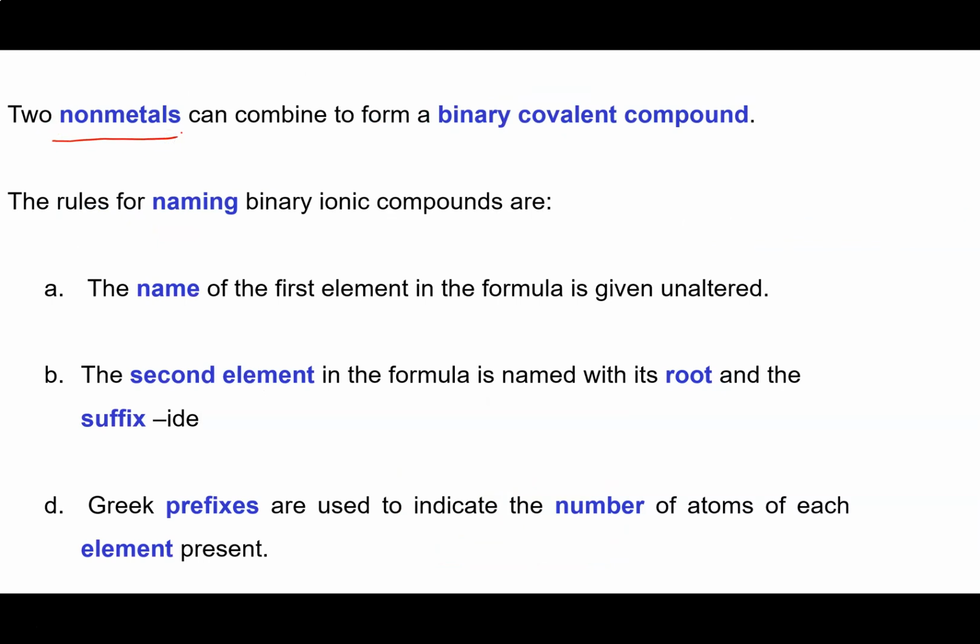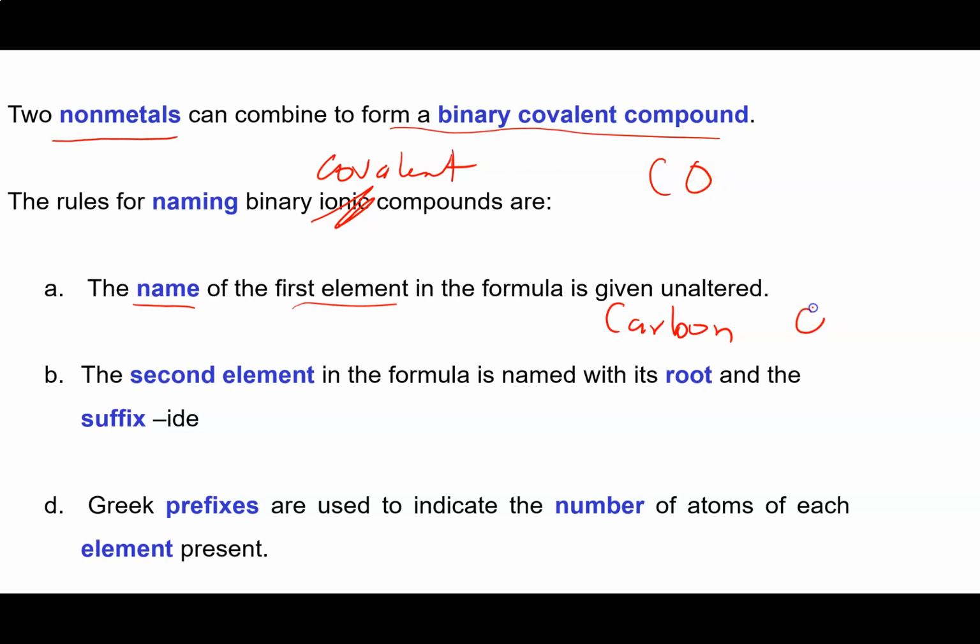So two nonmetals can combine to form a binary covalent compound, and the rules for naming binary covalent compounds are pretty simple. You give the name of the first element unaltered. So if we had something like CO, we'd just write carbon for the C there, unaltered. And then the second element in the formula is named with the root, but you're going to change the ending to IDE, so very much the same as what we'll be doing for anions. So the oxygen there is just going to become oxide.